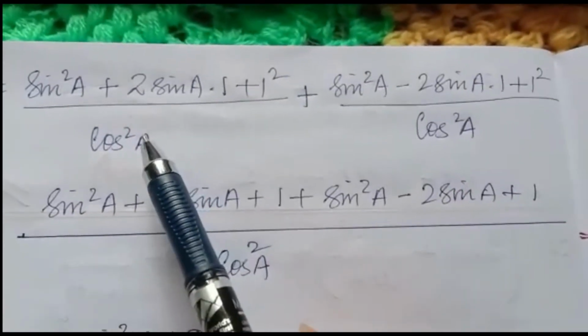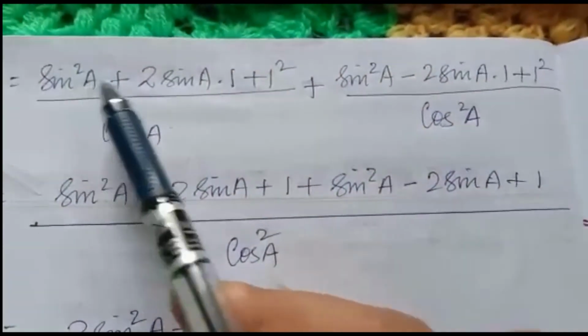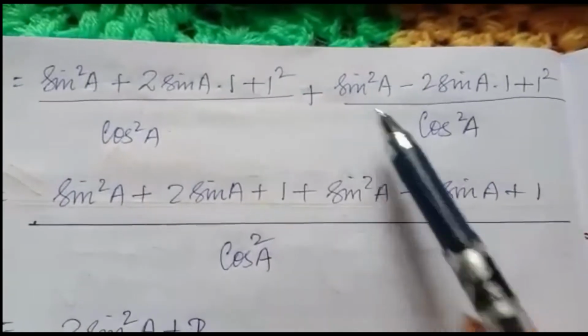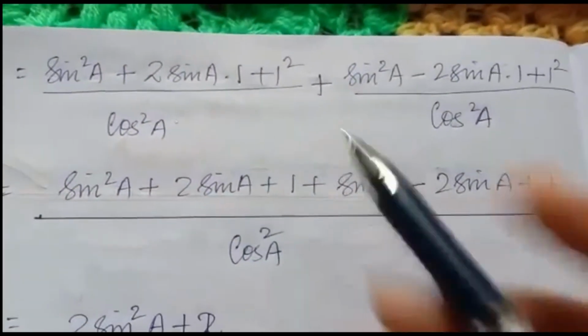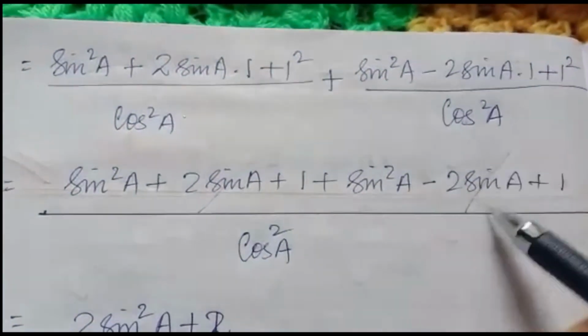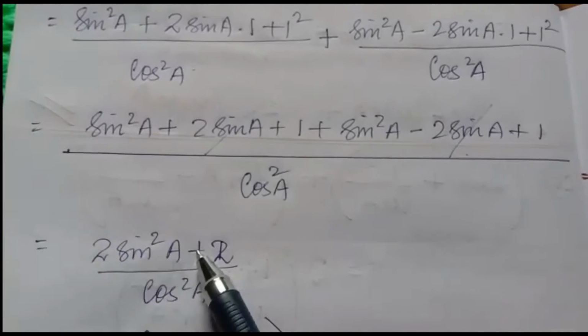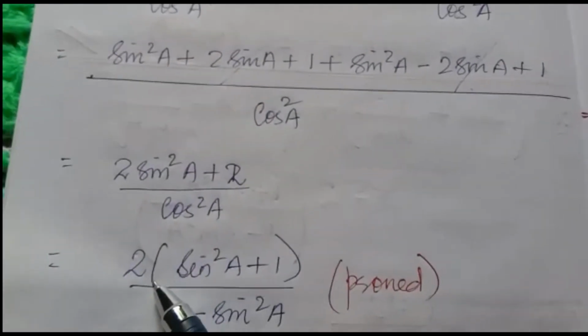Now again we will take LCM. LCM is cos²A. So sin²A + 2 sin A + 1 (square of 1 is 1), plus sin²A − 2 sin A + 1. So cancel this 2 sin A and 2 sin A. sin²A plus sin²A is 2 sin²A, plus 1 and 1 is 2. Take out 2 common from the numerator.